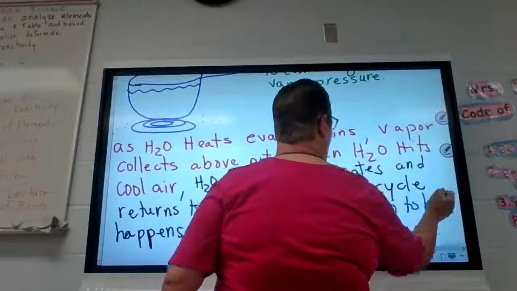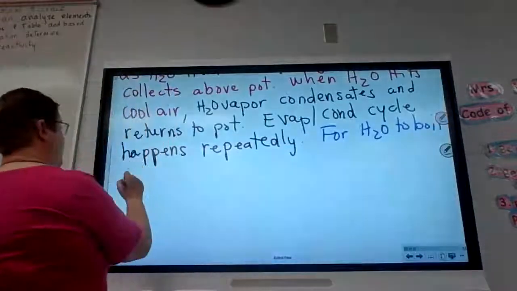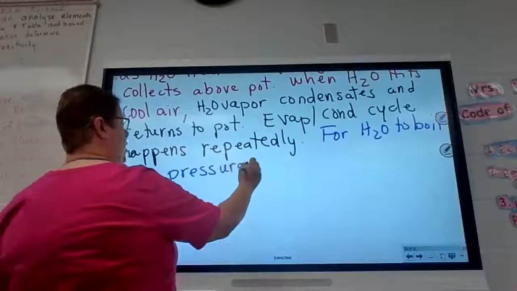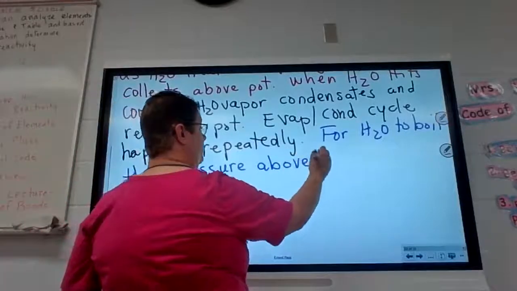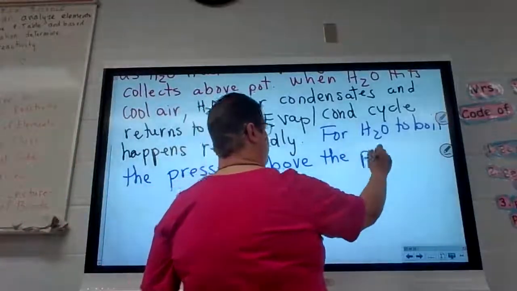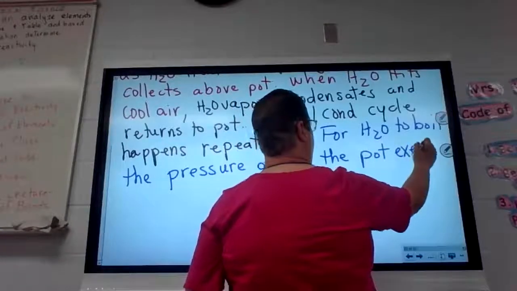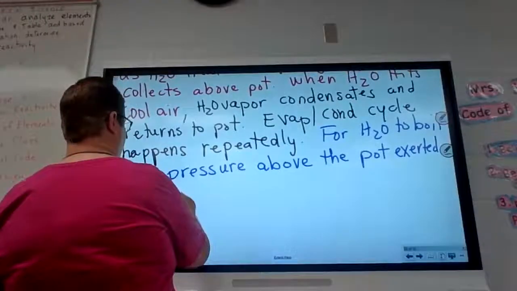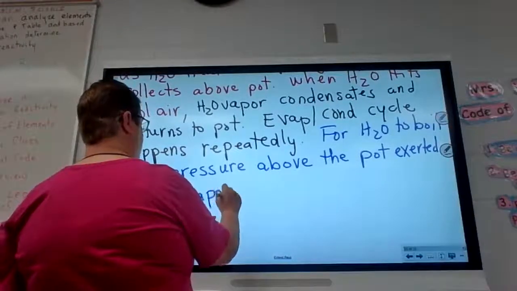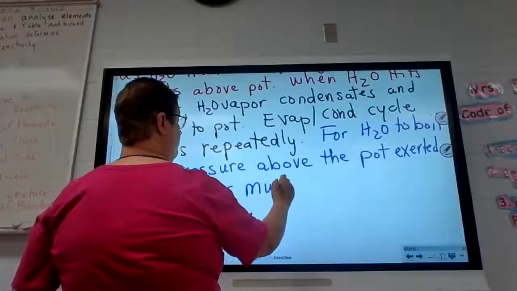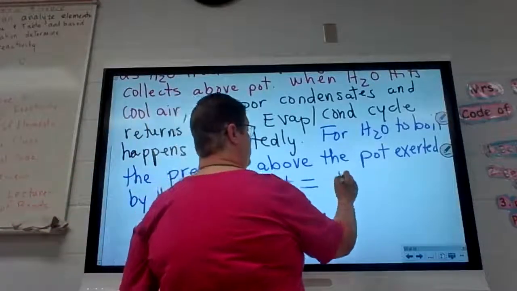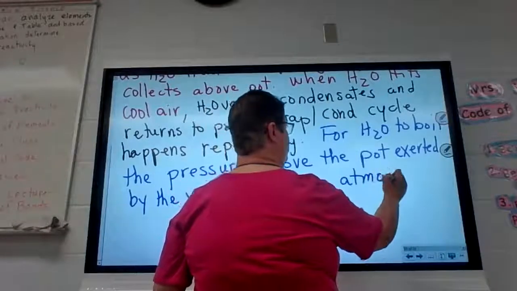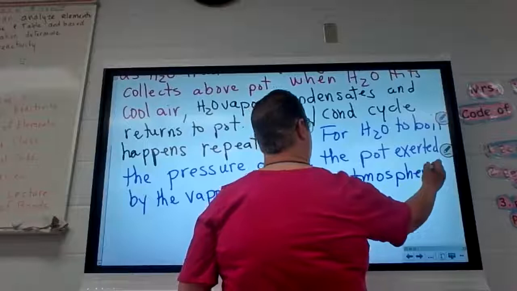All right. So for the water to boil, the pressure above the pot exerted by the vapor must equal atmospheric pressure.